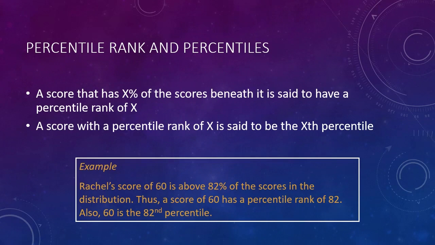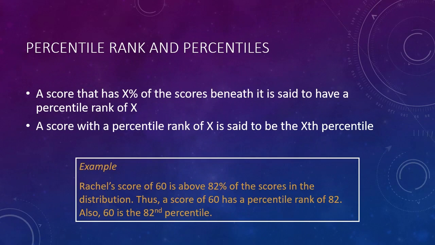Percentile is sort of the opposite. We would say that 60 is the 82nd percentile. It's easy to get these confused. Percentiles are actual scores in the distribution. We say 60 is the 82nd percentile because 82% of the scores are beneath it, yet 60 is Rachel's score. We can say that 60 has a percentile rank of 82 because 82% of the scores are beneath 60. The terminology takes some practice to get it correct.